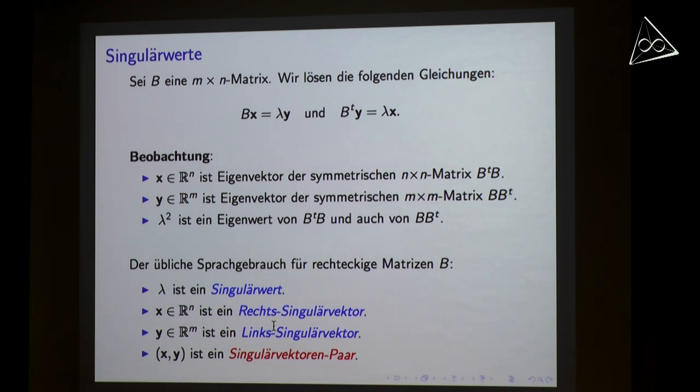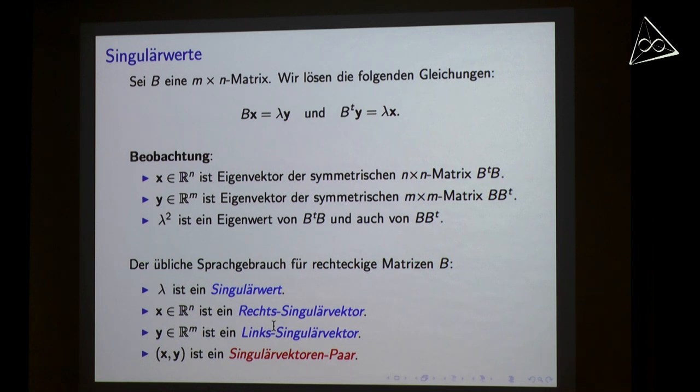Now, if we have a solution x, y, lambda to this system of equations, then the following things will be true. The column vector x will be an eigenvector of the symmetric n by n matrix B transpose B. You just substitute one equation into the next one, and you see that x is an eigenvector with eigenvalue lambda squared for the symmetric matrix B transpose B. By the same token, y is an eigenvector of the symmetric m by m matrix B B transpose. So you recover these x and y's as eigenvectors of the associated symmetric matrices of different size. Lambda squared is the corresponding eigenvalue, so it's an eigenvalue both of B transpose B and B B transpose.